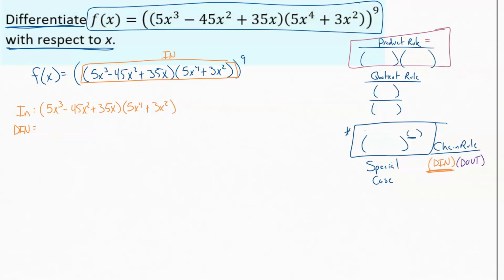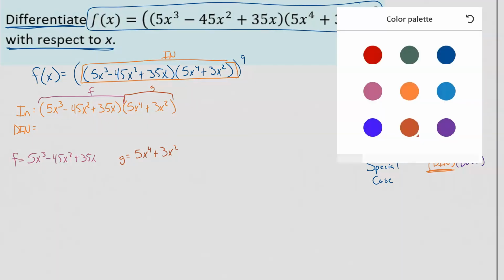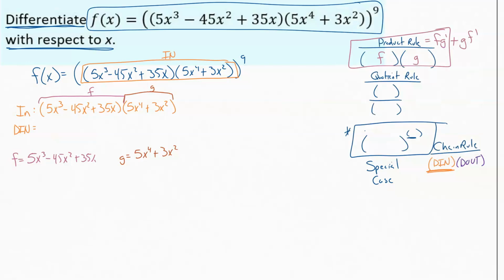My product rule saying that I use goes f g prime plus g f prime. I label one chunk the f piece, the other chunk the g, and then I just break them into their bite-sized little math problems. So I'll call this chunk here the f piece. So f is 5x cubed minus 45x squared plus 35x. And then my g chunk is this piece right here. So g equals 5x to the fourth plus 3x squared. To follow this secondary rule right now, I need to go find an f prime and I need to go find a g prime.